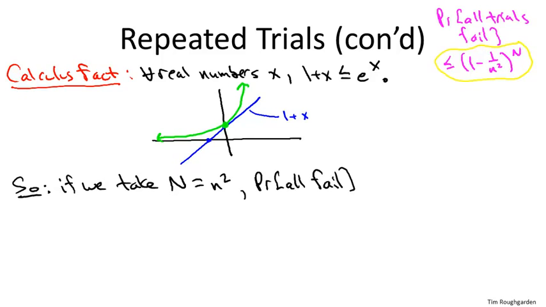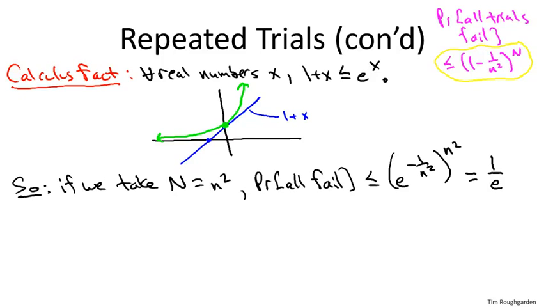In which case, the probability that every single trial fails to recover the cut A comma B is bounded above by e to the minus 1 over n squared. That's using the calculus fact applied with x equal to minus 1 over n squared. And then we inherit the capital N in the exponent, which we just instantiated to little n squared. So of course the n squareds are going to cancel. This is going to give us e to the minus 1, also known as 1 over e.